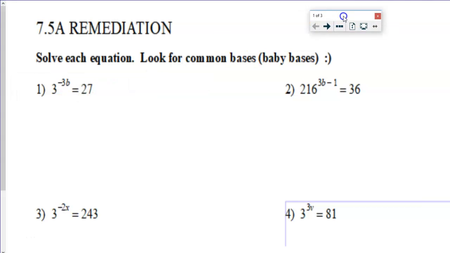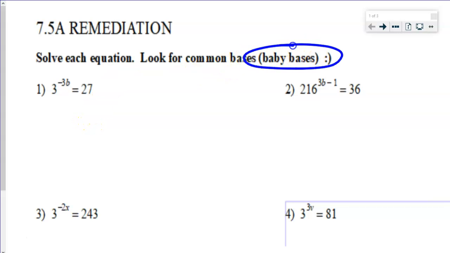Hello, so this is a short video on 7.5a, where we are going to be solving exponential equations. This is getting you ready for a retake and possibly just a refresher on these topics. I'm going to do a couple of them so you can see one of every kind. In this first section, we're going to look for what we call the baby bases.